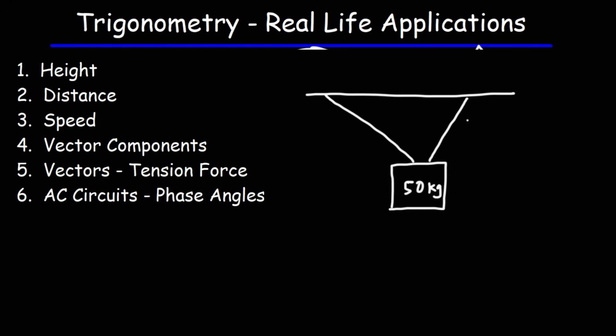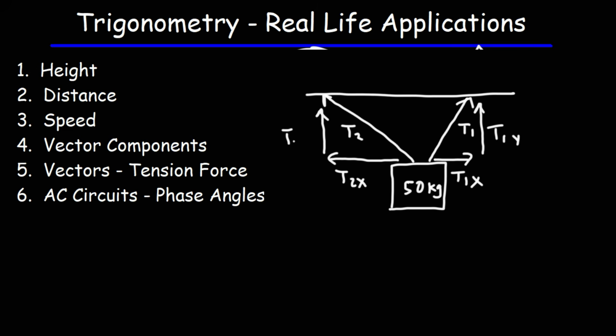And let's say this is T1, T2. T is the tension force that's acting along the rope. So we have a tension force in this direction and one in this direction. Now these tension forces can be broken down into components. T1 has a horizontal component, which we'll call T1x, and it has a vertical component, which we'll call T1y. T2 also has a horizontal component, we'll call it T2x, and a vertical component, T2y.